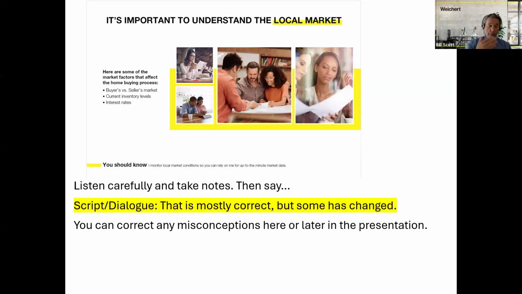And then after you've unpacked that, because if they're thinking crazy stuff because somebody's been giving them really bad advice, better to know that up front. So listen carefully, take notes. That's where your buyer needs assessment comes in.